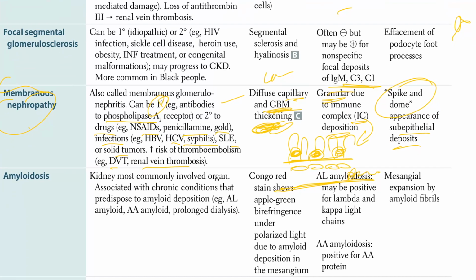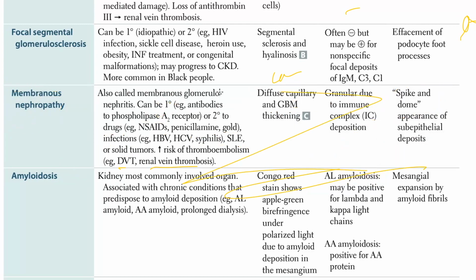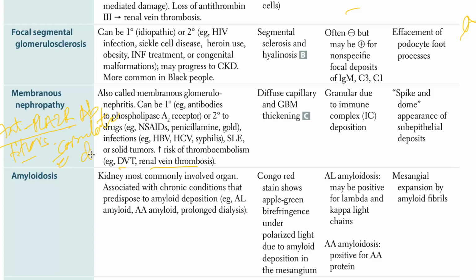And now the question is, what is going to correlate with the disease activity? That is your anti-PLA2R antibody titers. These anti-PLA2R antibody titers are going to correlate with disease activity.